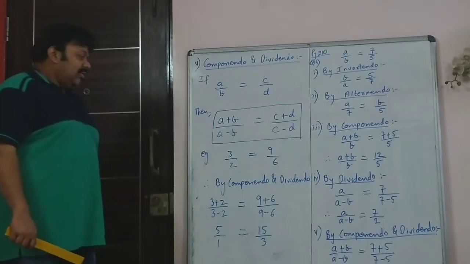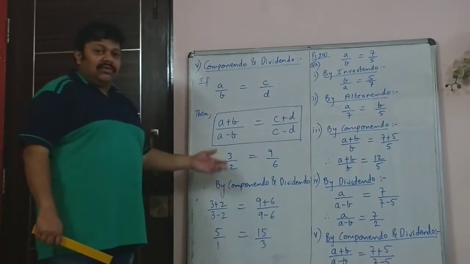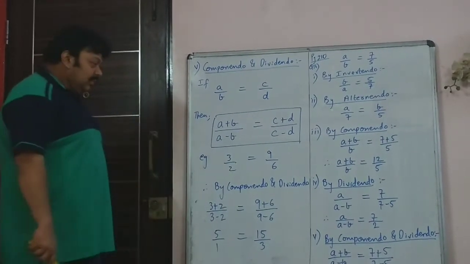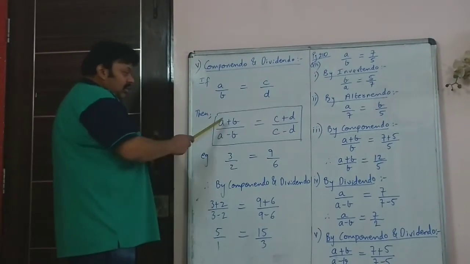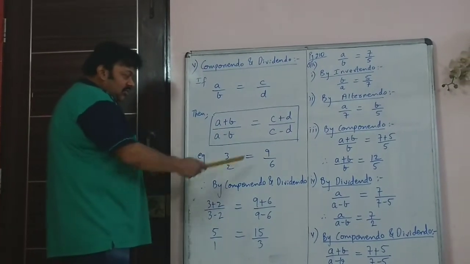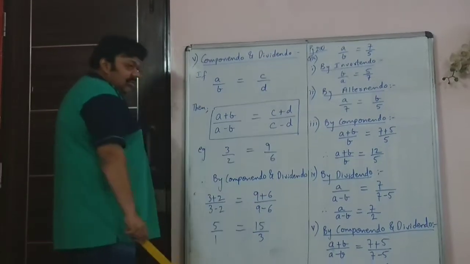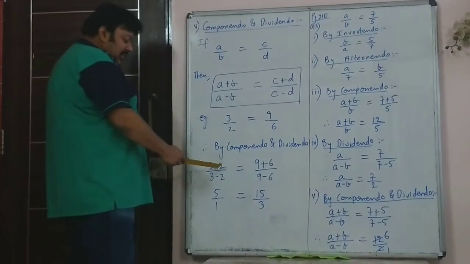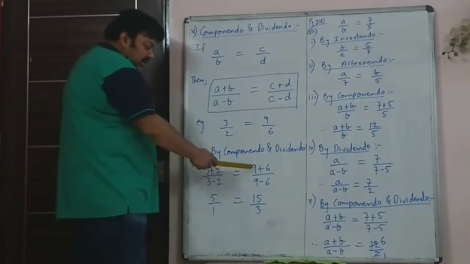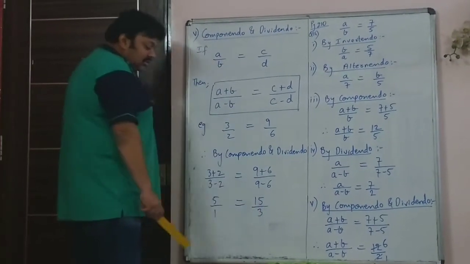Now let's use componendo and dividendo together and see whether the ratio remains equal. So you will get 3 plus 2 upon 3 minus 2 by componendo and dividendo. Same way on the other side, it will be 9 plus 6 upon 9 minus 6. So it becomes 5 upon 1 and this becomes 15 upon 3.